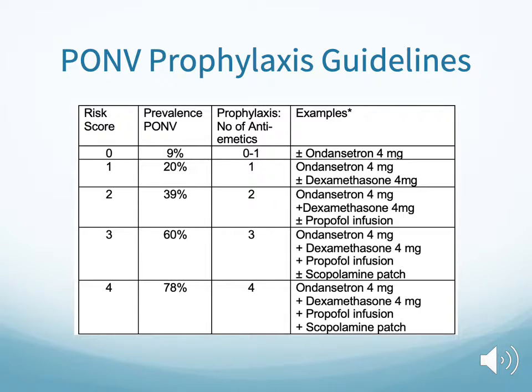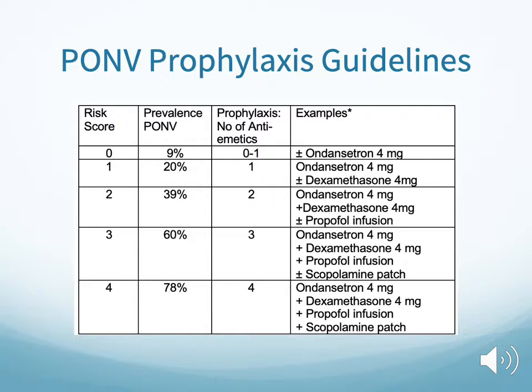Here, a table is provided of Stanford Medicine's post-op nausea vomiting prophylaxis guidelines based on APFEL risk score. This gives the risk score, the prevalence, the number of prophylaxis antiemetics, and examples of medications to be administered. Even with 0 risk factors, the prevalence of PONV is 9% and should receive 4 milligrams of ondansetron.